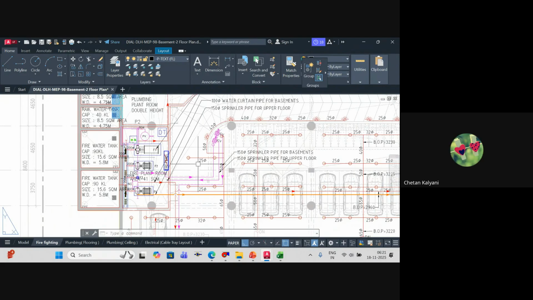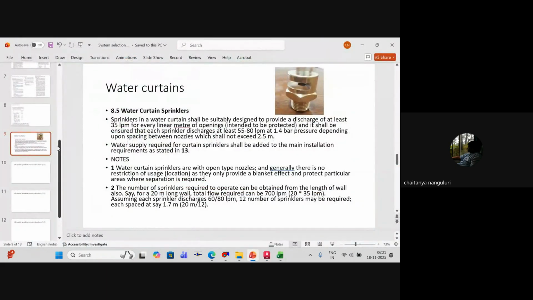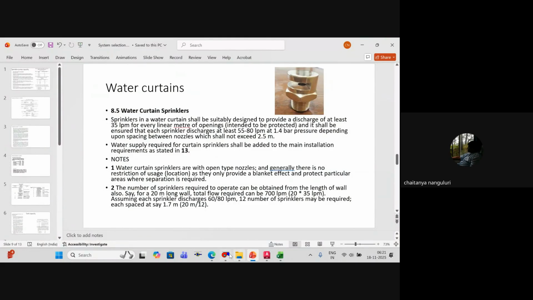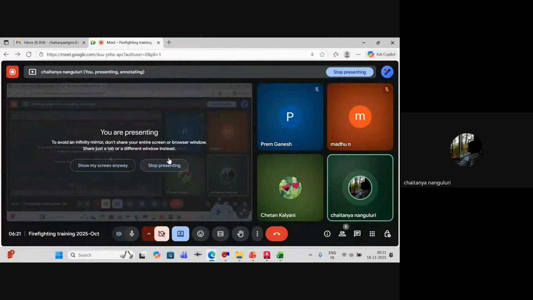Okay. So this is nothing but your water curtain system, whatever I wanted to explain. So do you have any queries on this? I'll be sharing the slides with you, don't worry. Do you have any queries on this? No, sir.